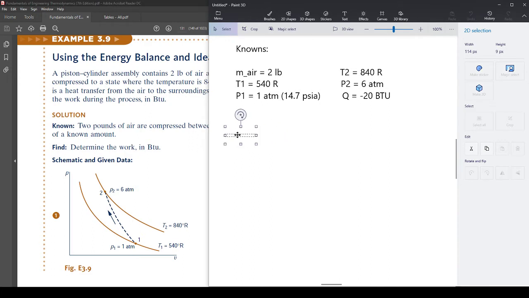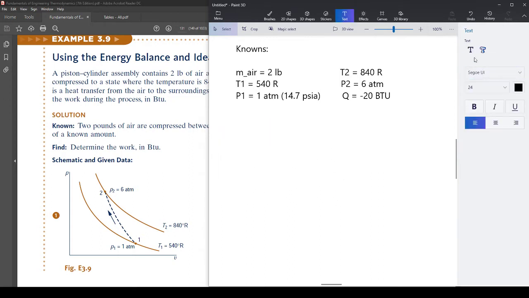Now we have to do what we normally do, right? We have to find some things that we know about each state, correct? So let's move down here. So let's do state 1. What can we find about this? So we know the pressure, right? And we know a temperature.